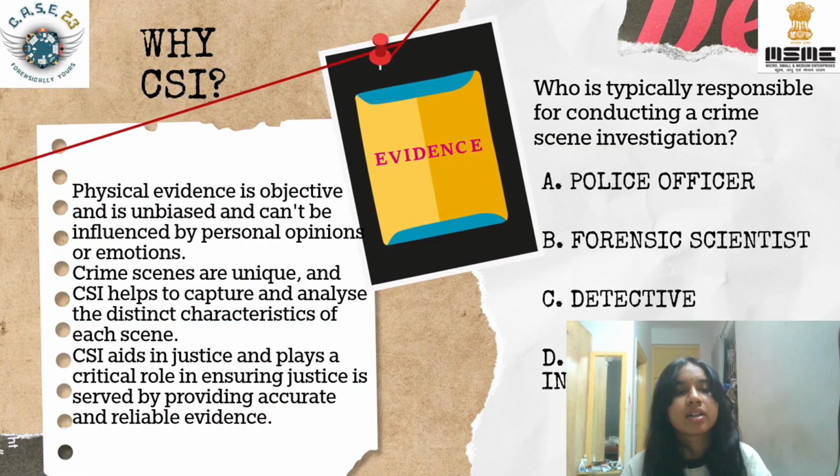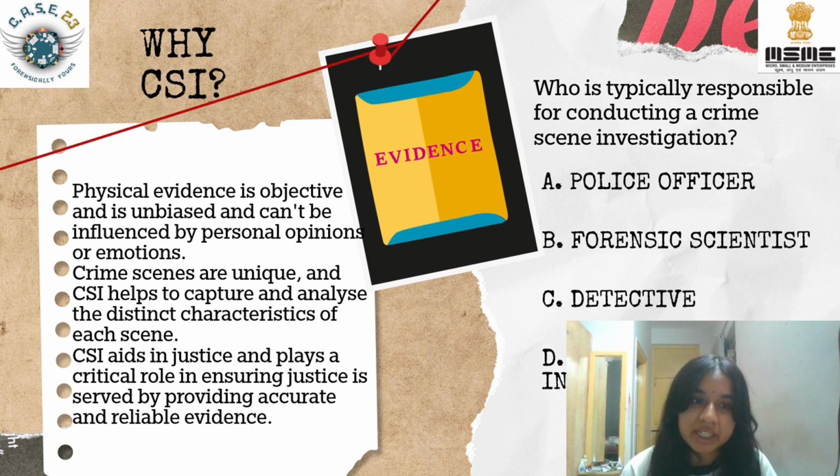Moving on to the next slide. So, why and what is the purpose of crime scene investigation? Since physical evidence is objective and is unbiased, and you cannot be influenced by some personal opinions given by any sort of professionals, or again, we cannot take emotions into consideration here. So, there has to be some scientifically authentic and authorized method or a procedure through which conclusions can be given to a particular crime. That part is played by the CSI, which is crime scene investigation.